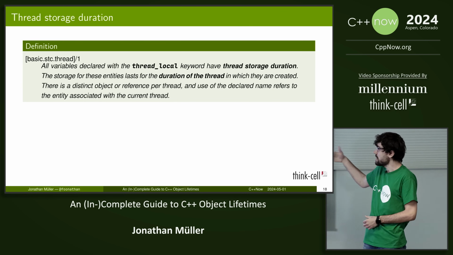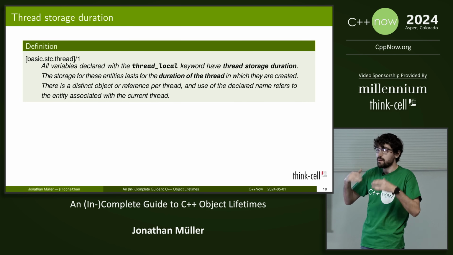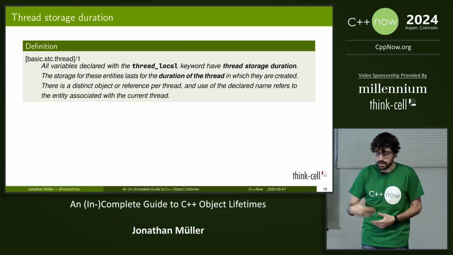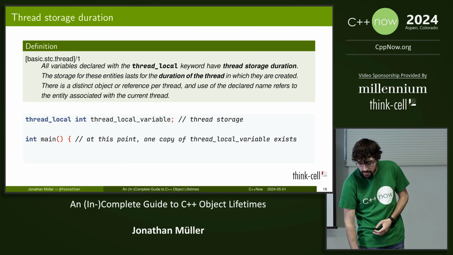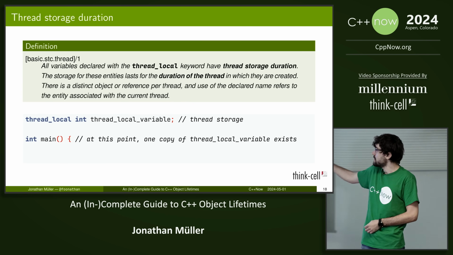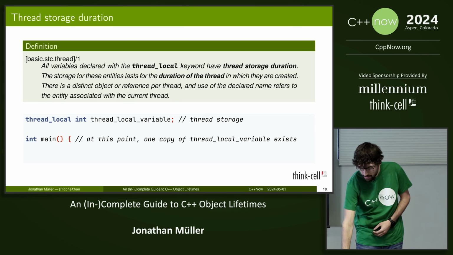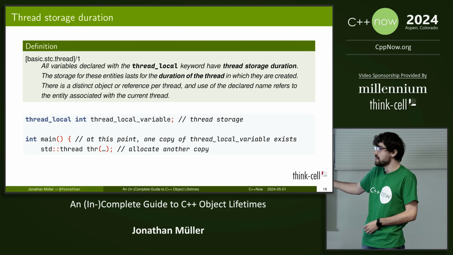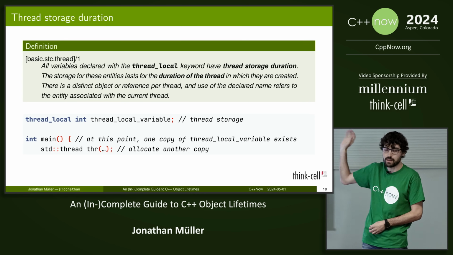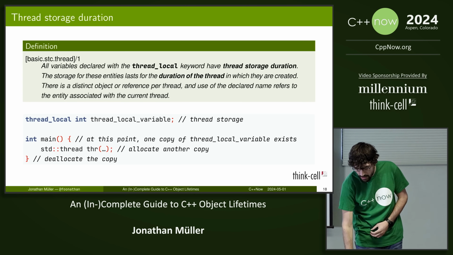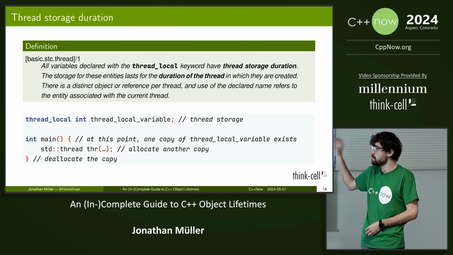Thread storage duration is like static storage duration. You've got thread local, but then you've got duplicate copies per thread, and the storage is allocated when we create that thread. So here, when the program starts, we create one copy of the thread local variable for the main thread. And when we start another thread, we allocate more storage for a distinct copy in that thread. And then when the thread exits, we deallocate the storage.